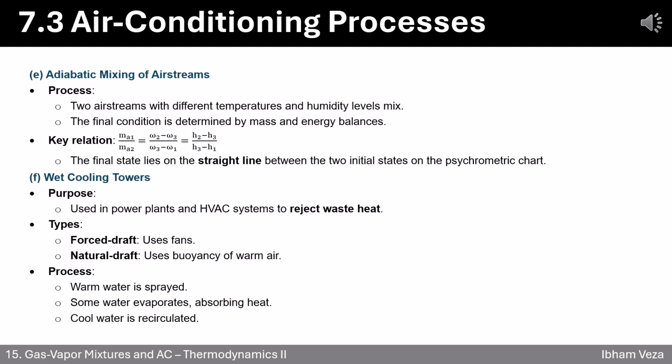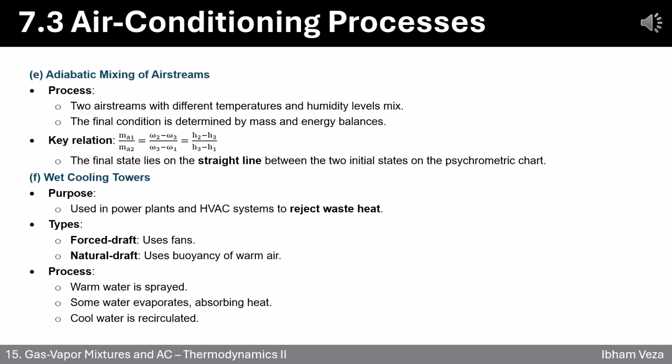7.3. Air conditioning processes. Let's look at two special processes that are key in large systems. First, adiabatic mixing of air streams happens when you mix two airflows with different temperatures and humidity levels. There's no heat exchange with the surroundings, just mixing. The final condition is found using simple mass and energy balances, and interestingly, on the psychrometric chart, the final point always lies on a straight line connecting the two starting points.